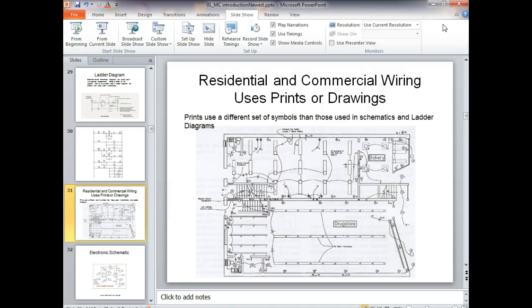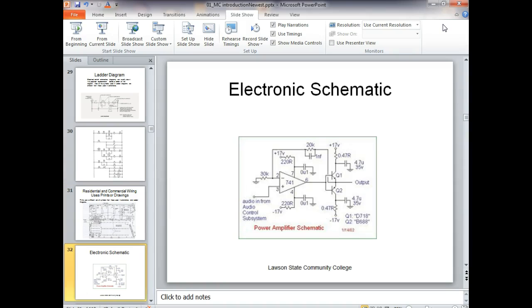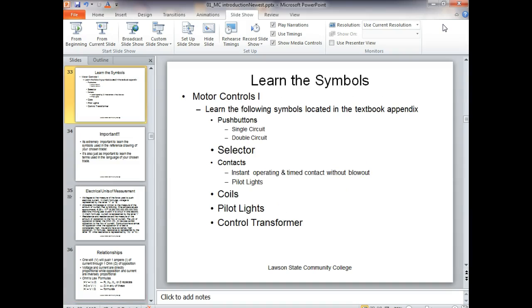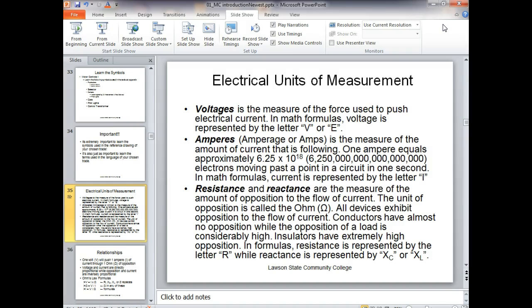Looked at different prints or different trades. Looked at commercial and residential wiring, talked about schematics, talked about learning our symbols, right? Talked about voltage, amperes, resistance, and reactance, which we're going to touch on a little bit today because we're dealing with AC. And we're going to understand some of the things that we need to understand. We need to understand this thing called reactance.